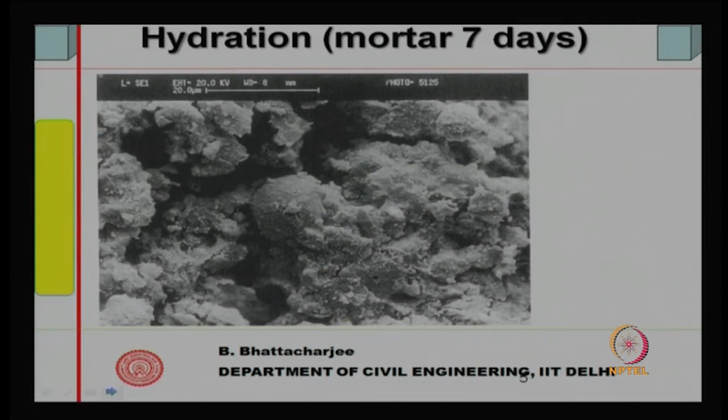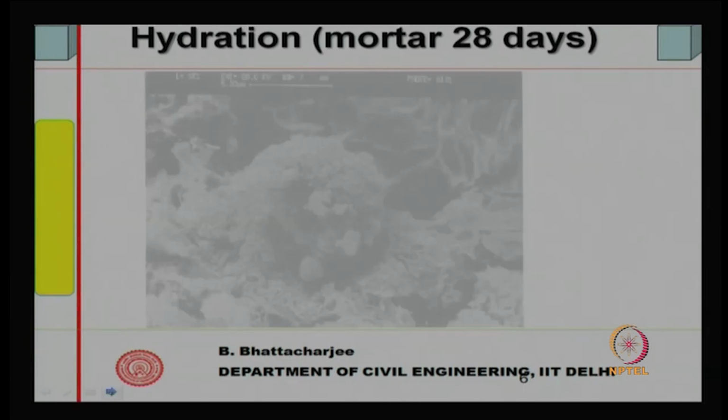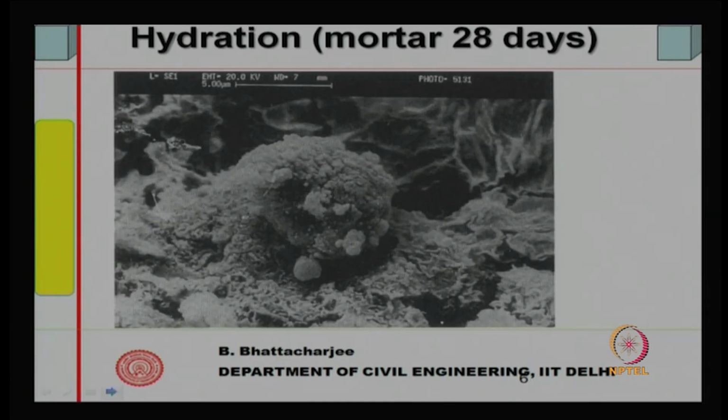If one looks at the scanning electron micrographs of hydration after 7 days, one could see that the spherical fly ash particle, within the mortar, has produced a number of C-S-H, which look like cotton-like things. Similarly, more such hydrates would be seen at 28 days. At 7 days there will be very little, but at 28 days you will see a lot of hydration product, the C-S-H formation.